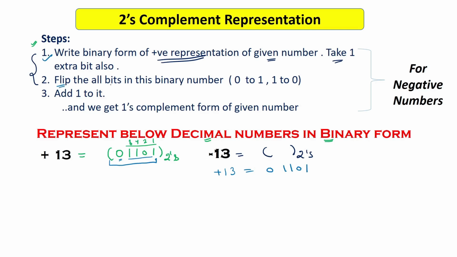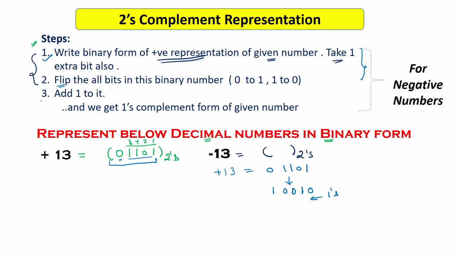Now you have to flip all the bits in this binary number. That means you have to convert 0 to 1 and 1 to 0. If I do this, this 0 will be converted to 1, this 1 is made 0, then 1, and the last 1 is made 0. Till this point, we have got the 1's complement, right? Because these steps are the same as we have seen for the 1's complement.